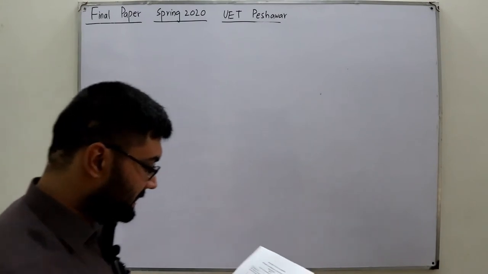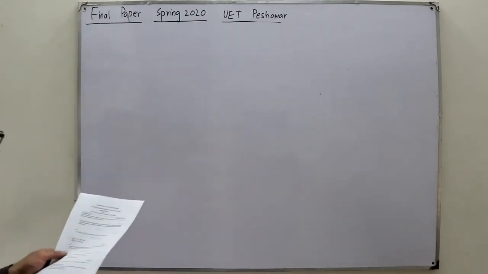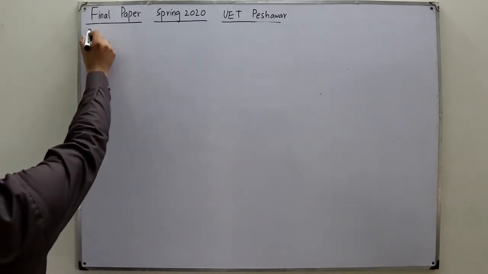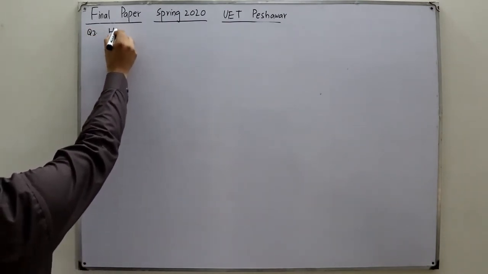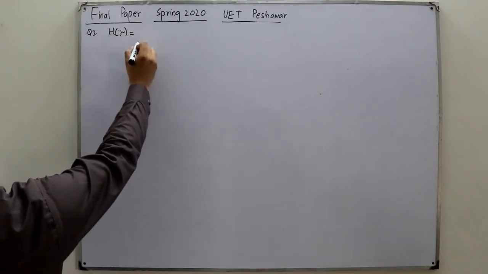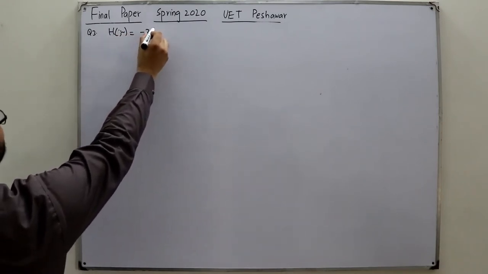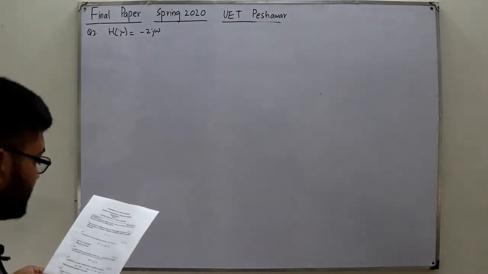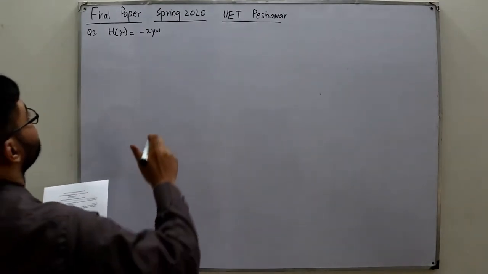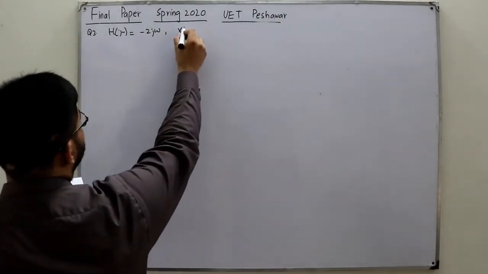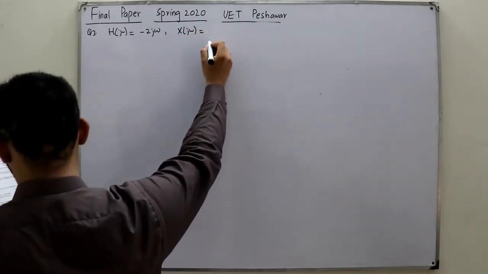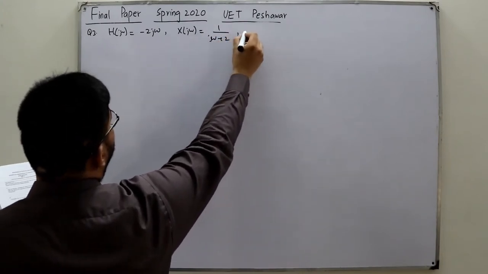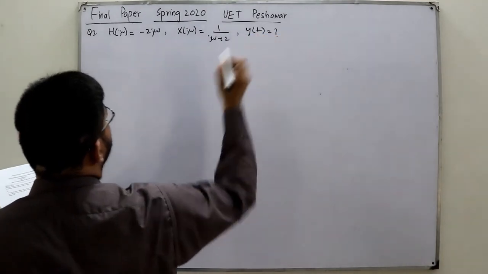Anyways, question number 3. A causal LTI filter has a frequency response. Whatever is the filter or system, we are interested in the frequency response. The frequency response is given by negative 2 j omega. For the following input, determine the filtered output y of t. X of j omega is given, and that is equal to 1 over j omega plus 2, and the time domain output is unknown.